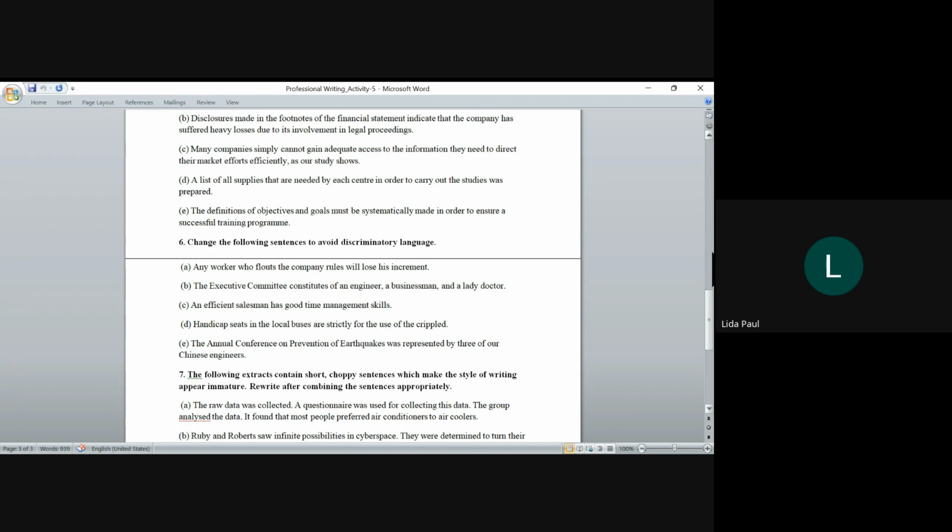Now, this also has to be changed. How will you change this? There are many words that you can use. You can say paralyzed, okay, or incapacitated, or the most commonly used one would be disabled, right? You can use that as well. That's also an allowed term to be used. So you say seats reserved for the physically challenged in the local buses are strictly for the use of the disabled.